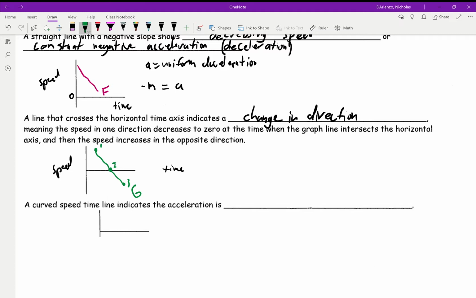Now the first part of our line, from 1 to 2, we have a decrease in speed indicated by the negative slope of that line. At point 2, our velocity or our speed equals 0. We change direction. We have to stop moving in one direction before we can start moving in the other direction.